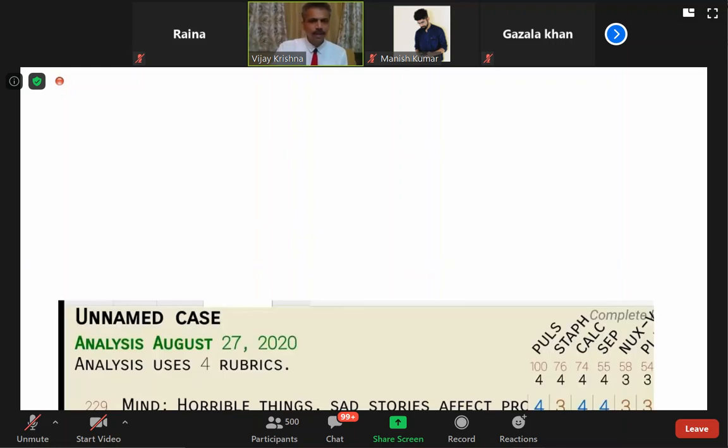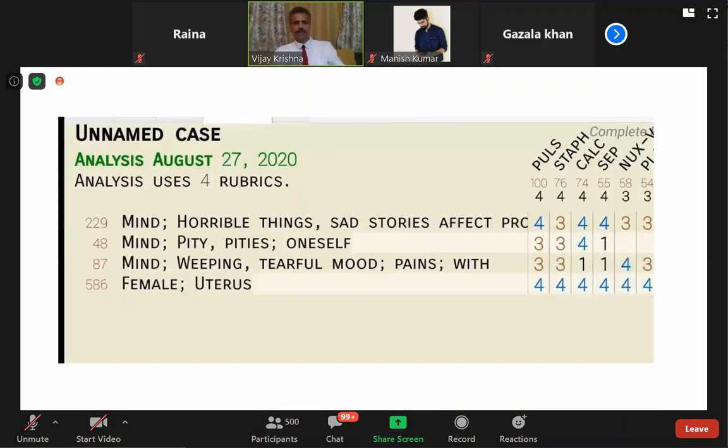Now these were the few rubrics that I had taken. In the first sitting, looking into the weeping, wanting that reassurance, that weeping, crying and all, she had already been given Pulsatilla. Okay. She was not a Staphisagria kind, she was not a Sepia kind of lady. Fine. We are left with Staphisagria and we are left with Calcarea.